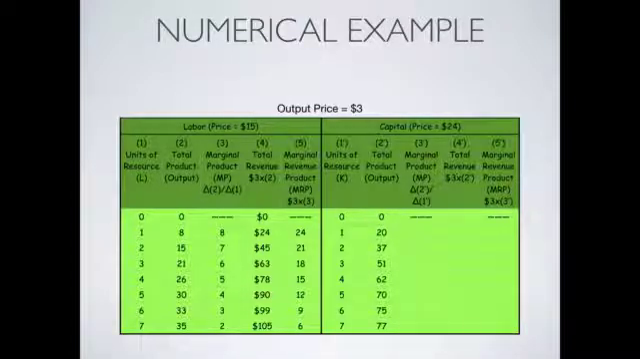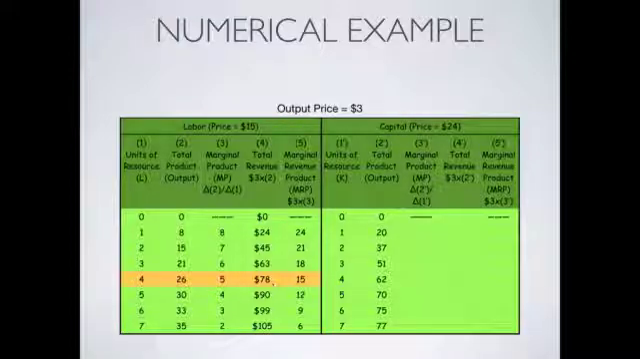I do the same exact process for capital. Now I'm calculating the marginal product of capital. Again, the change in capital is always equal to 1, so the denominator is always going to be equal to 1. All I really need to do is look at the change in total product as I hire that one additional unit of capital. When I have no capital, my total output is equal to 0. When I have 1 unit of capital, total product goes to 20, so the marginal product, I'm sorry, I got a little ahead of myself.